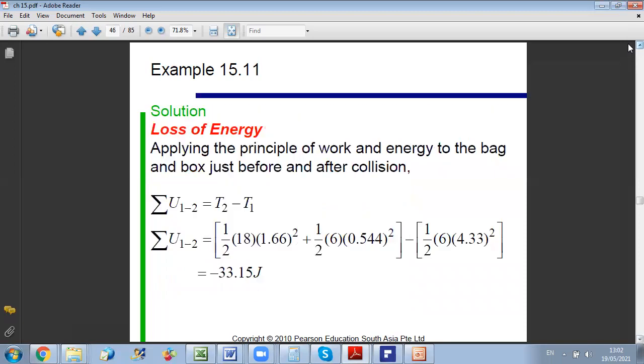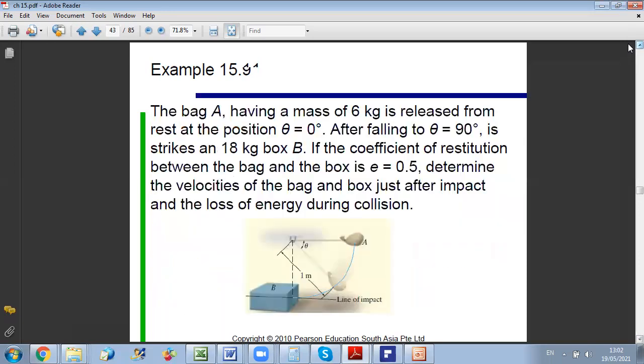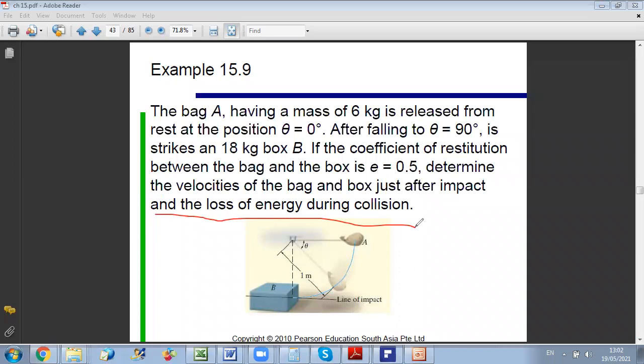Just before, we still have one question. They asked in the problem, what is the energy loss during collision? How do you think we can calculate the energy loss? We use the principle of work and energy.